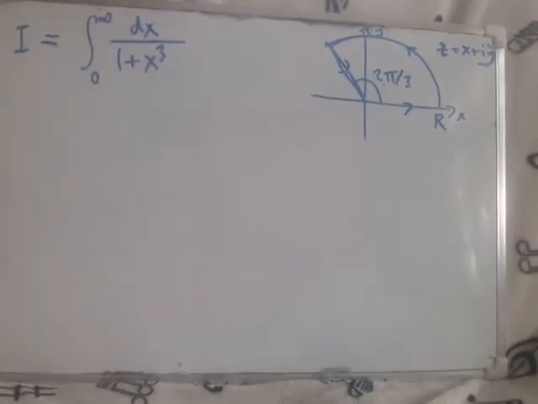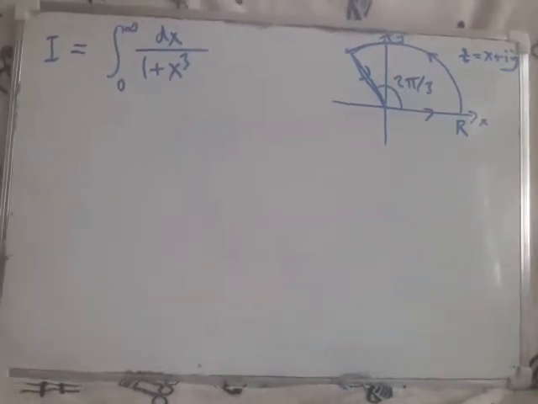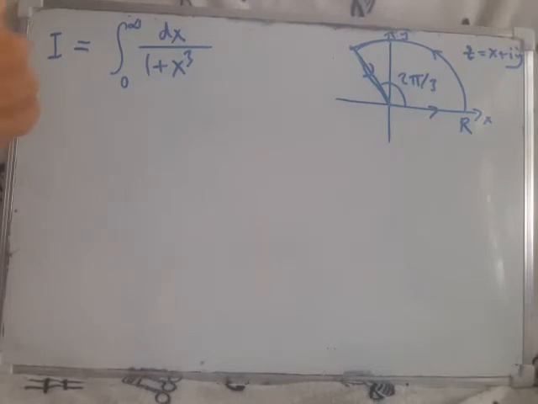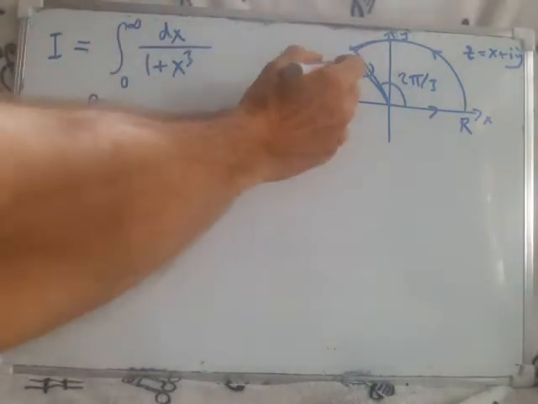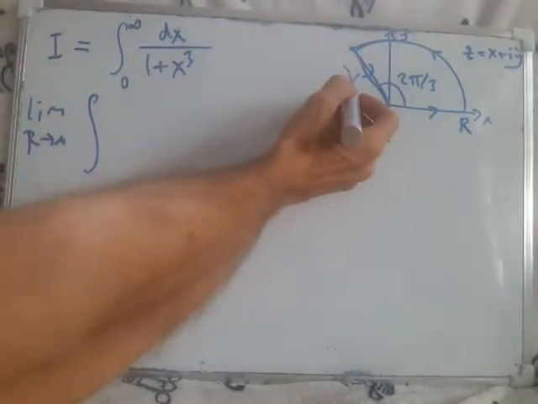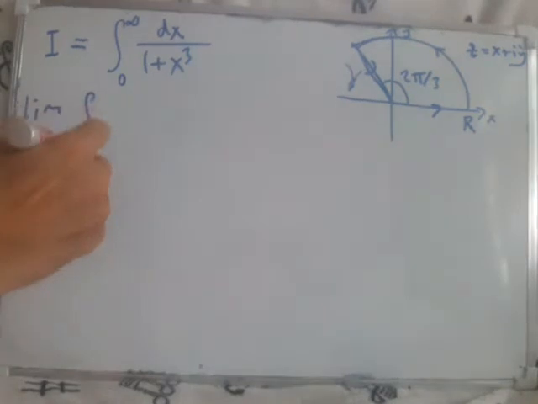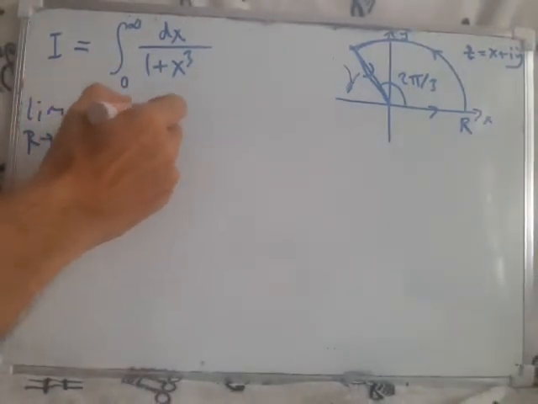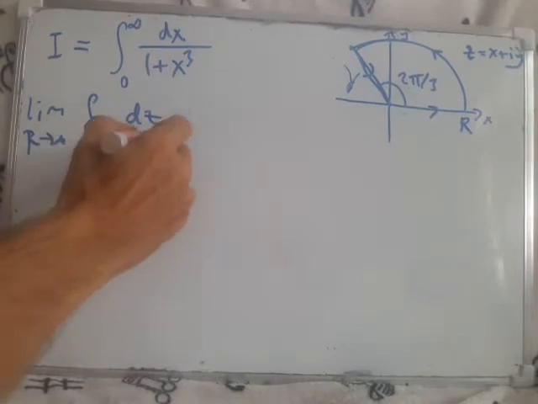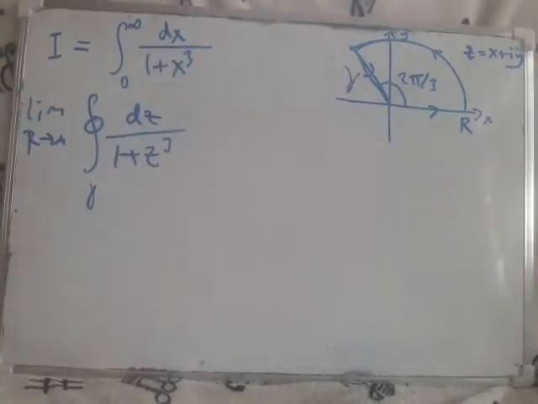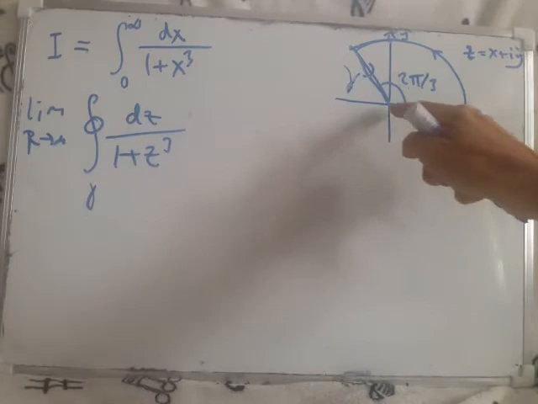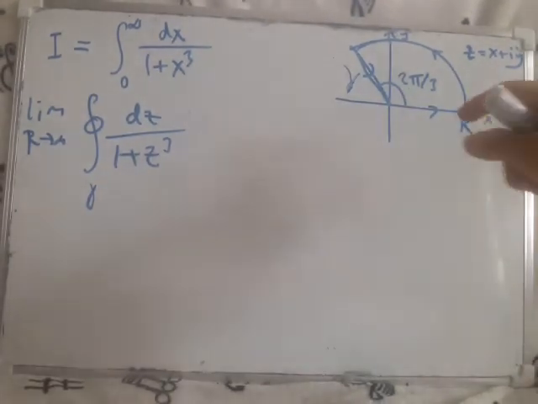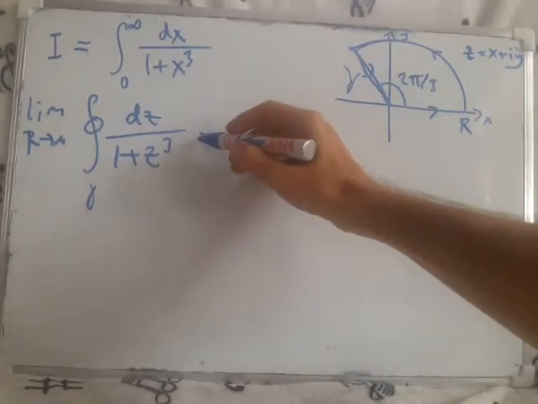So, as usual, we consider the limit as r goes to infinity. Always label the contour. dz over 1 plus z cubed. Okay, so from here to here, as r goes to infinity, that's the integral I want.